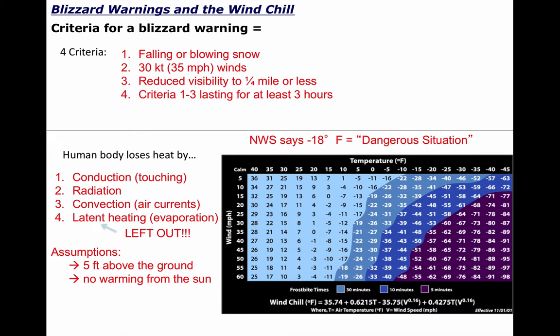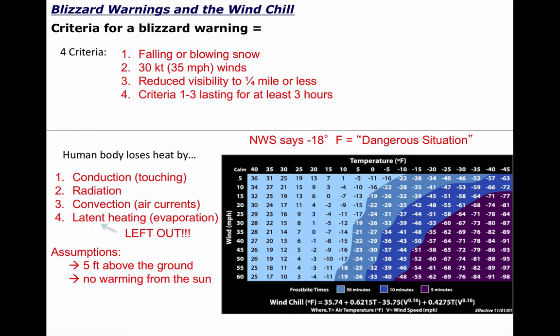Now, how does your body lose heat? It can lose it by conduction. You can touch something that's cold, and it will conduct heat away from your skin. You can lose it by radiation. Your skin is constantly radiating away heat. You can also lose it by convection. The air can blow off the top of your skin, cooling you off. And you can also lose heat, and we learned about this back when talking about water in the atmosphere, by evaporation.